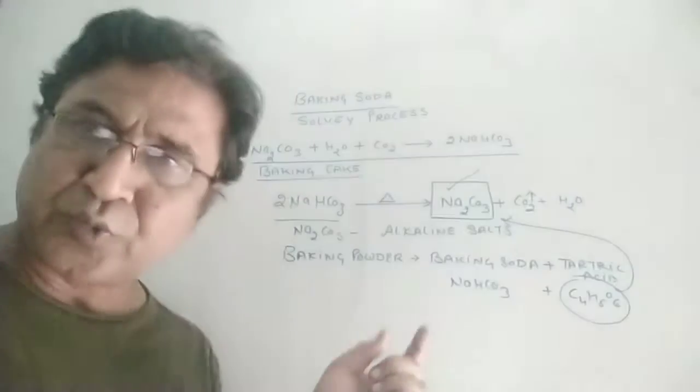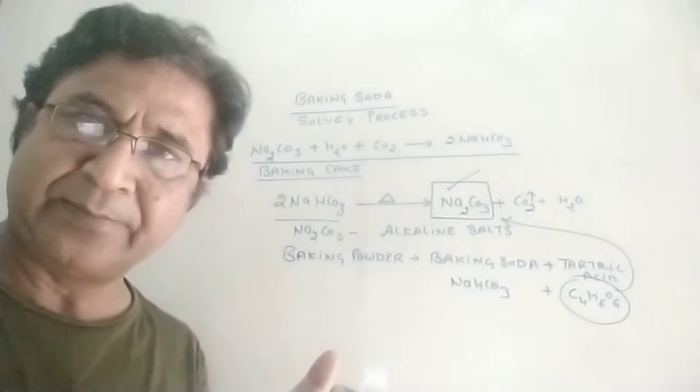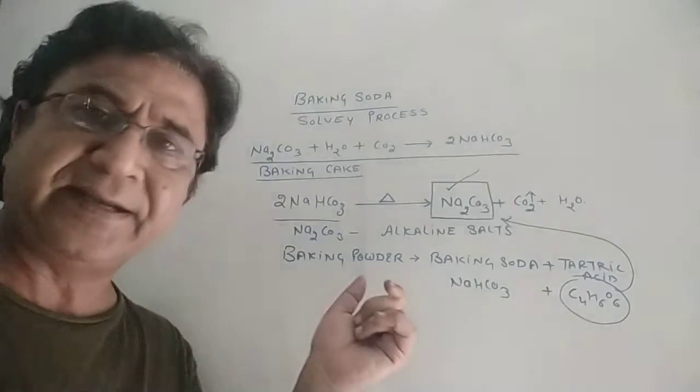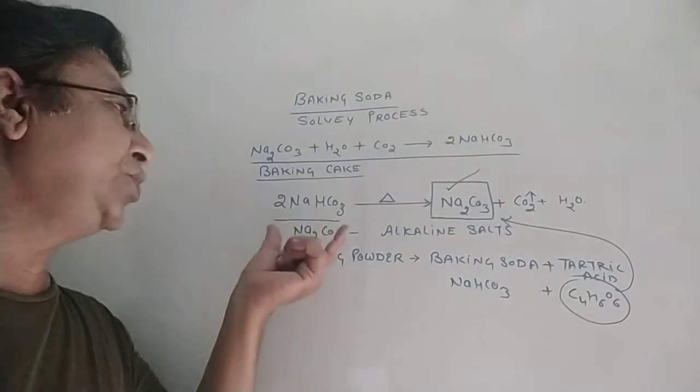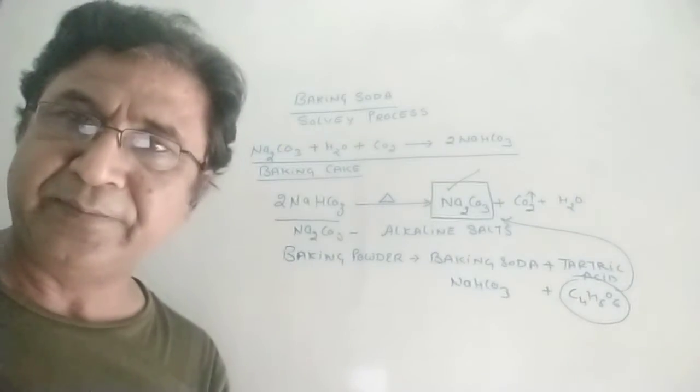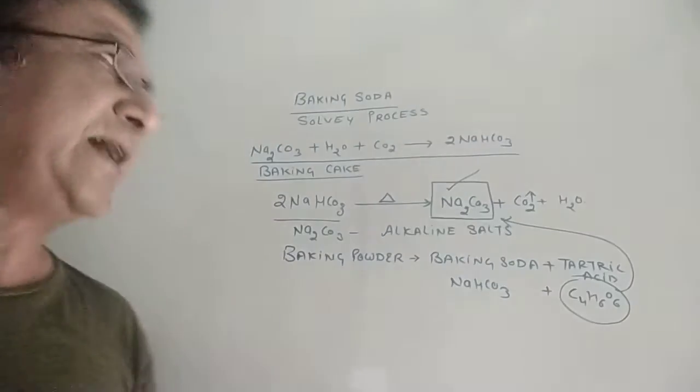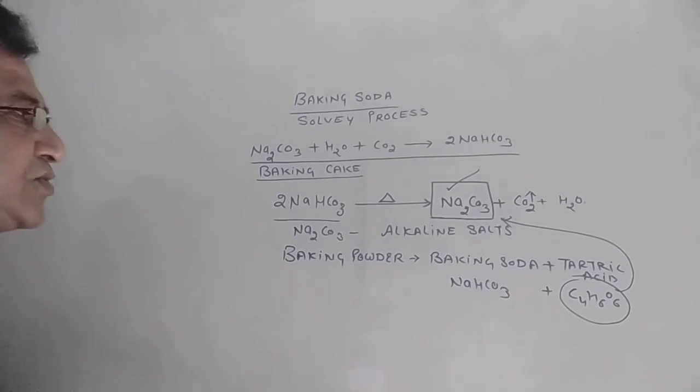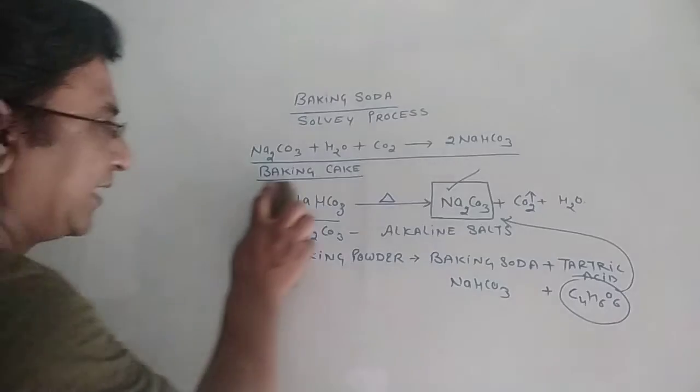Remember that. So what is the difference between baking soda and baking powder? Why is tartaric acid added? And the role of baking soda should be clear to you during baking of cake. This is one usage of sodium bicarbonate or baking soda.